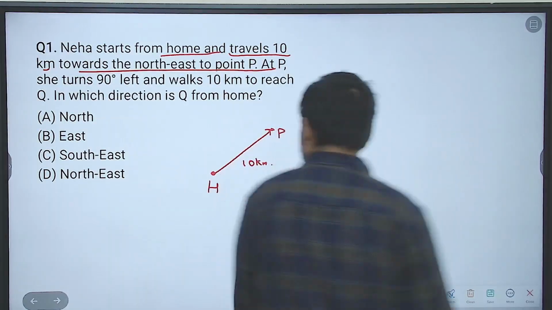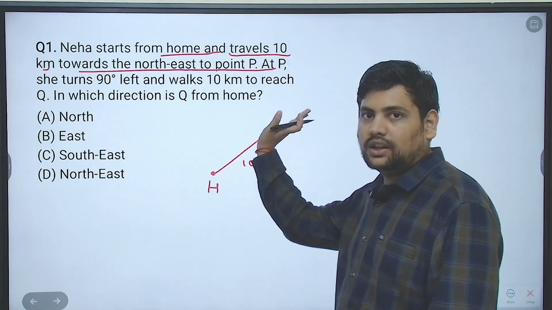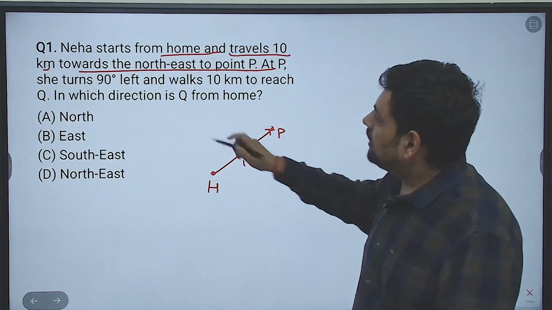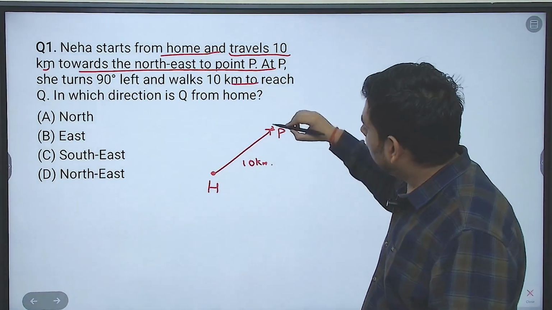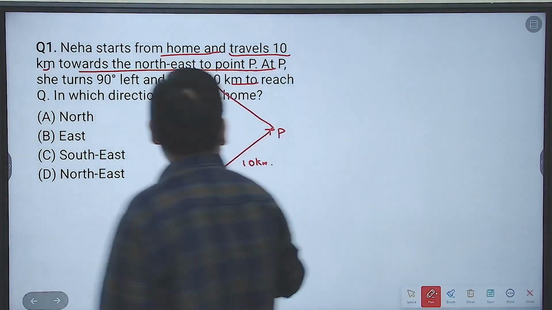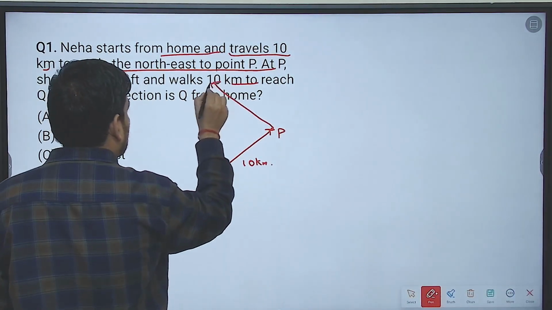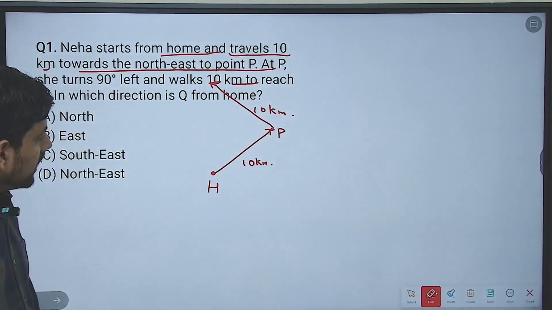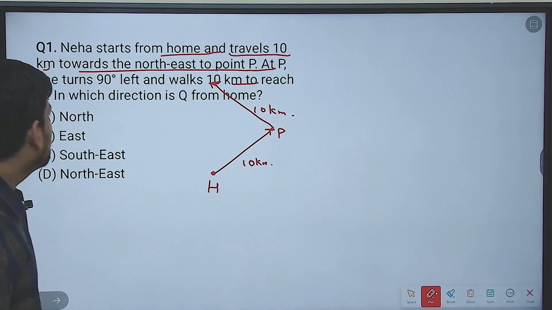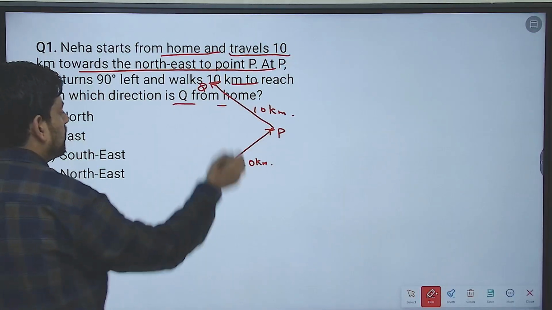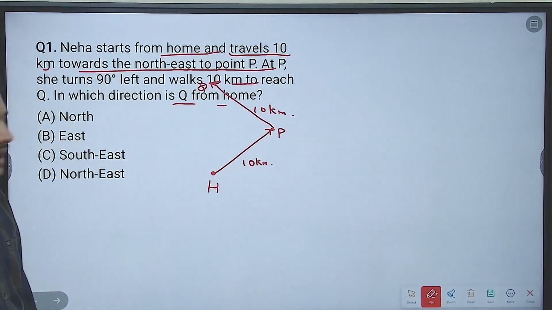So at P, 90-degree left will be what? 90-degree left means anti-clockwise direction. That means in this direction. Then she walks 10 kilometers to reach point Q. So she has turned 90-degree exactly and reaches this point. This is also 10 kilometers. Now it is asked in which direction is Q from home? So from home, what is the direction of Q?